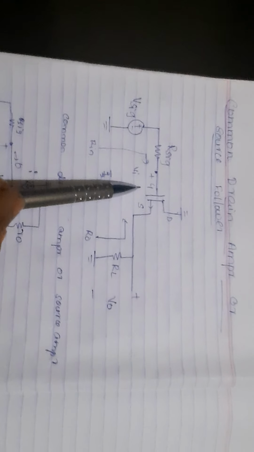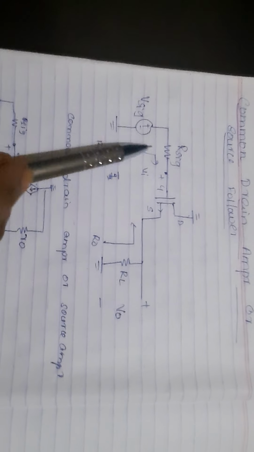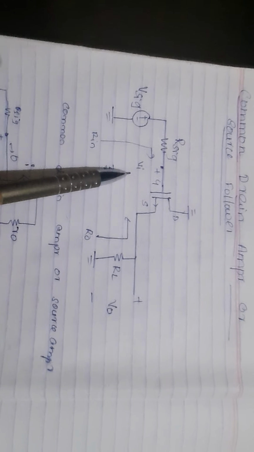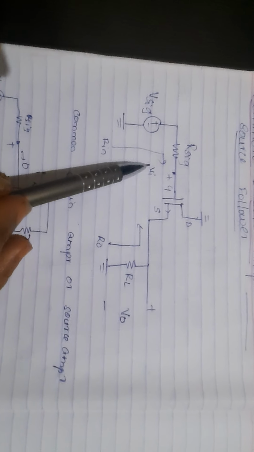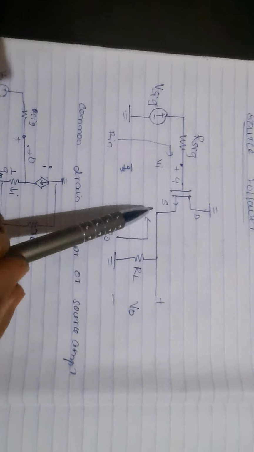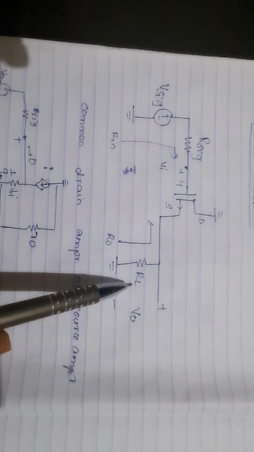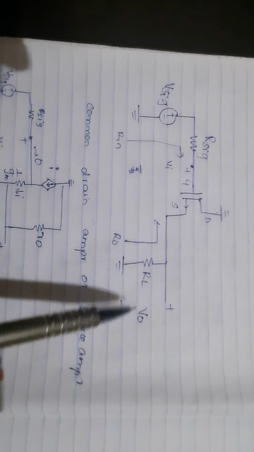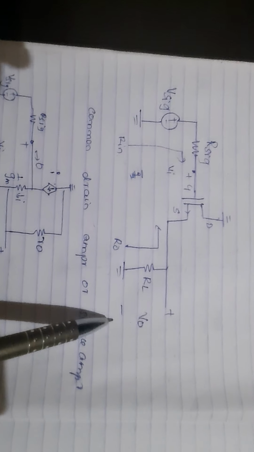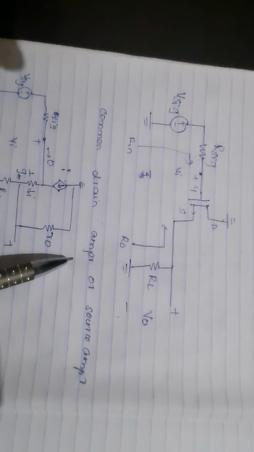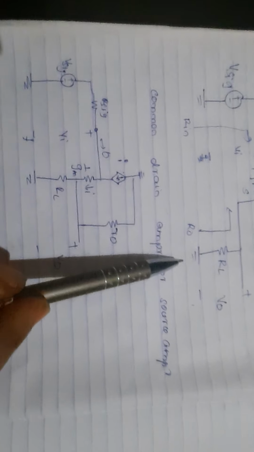This is the MOSFET, a common drain, so the drain is connected to ground. To the gate, the function generator is connected. This is RSIG, the resistance. VI is the voltage measured at this point. Rin is the input resistance calculated at the input side. Between the source and the ground, RL is connected. R0 is measured at the output side and V0 is measured between the source and the ground. This circuit is the common drain amplifier, or it is also called a source follower.